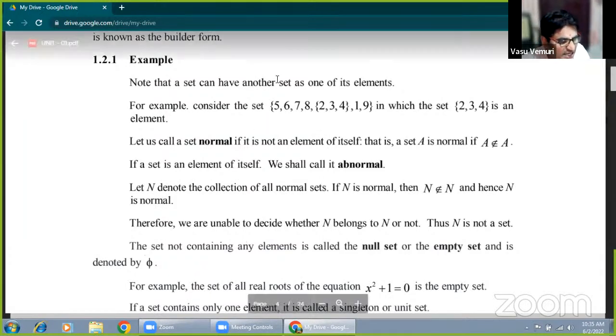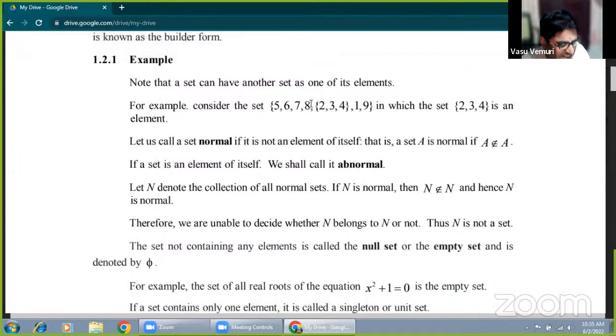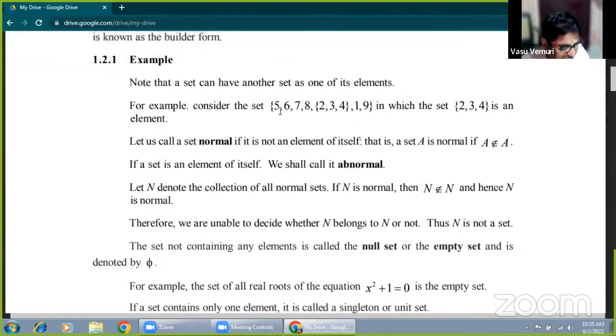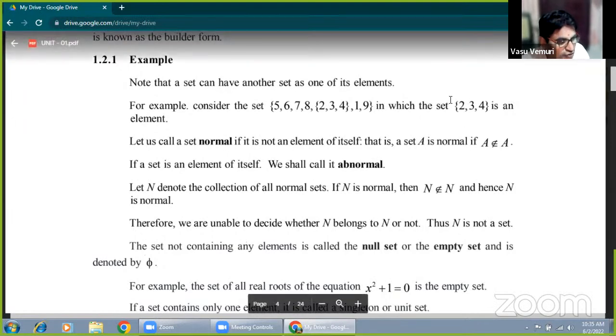Here some other sets are also denoted. 5, 6, 7, 8 are all elements. But 2, 3, 4 is also given as a set, and 1, 9 is also included in the set. But here the set of 2, 3, 4 is one of the elements given in the set.